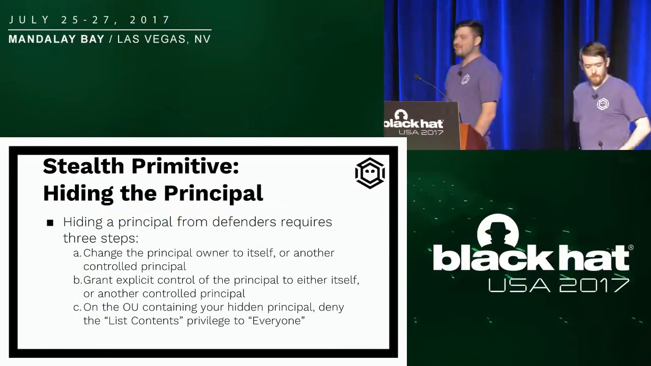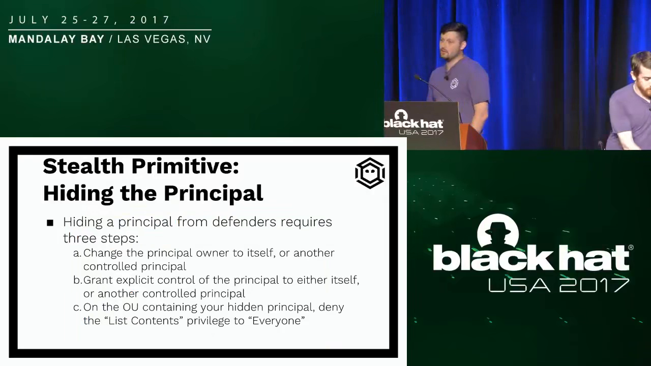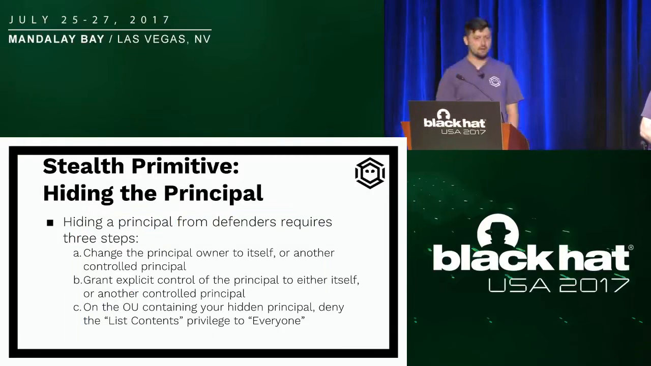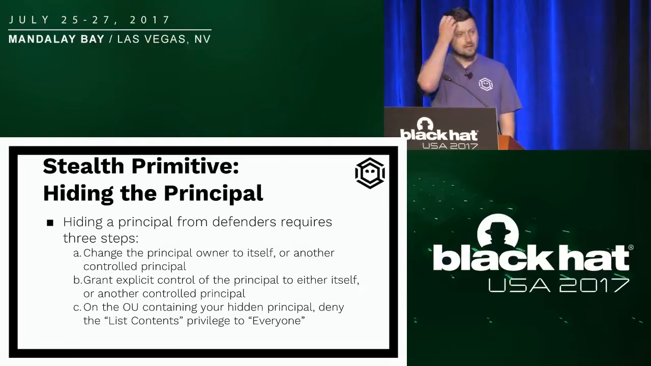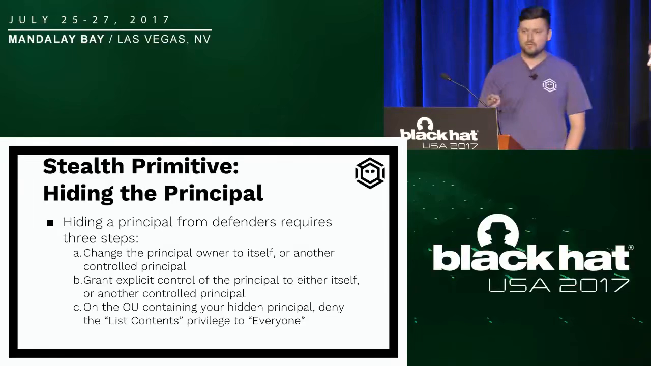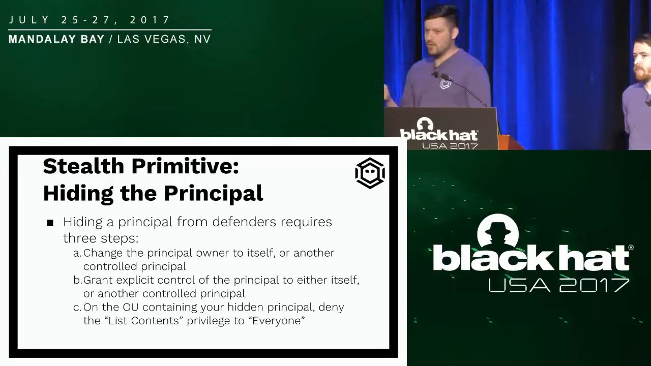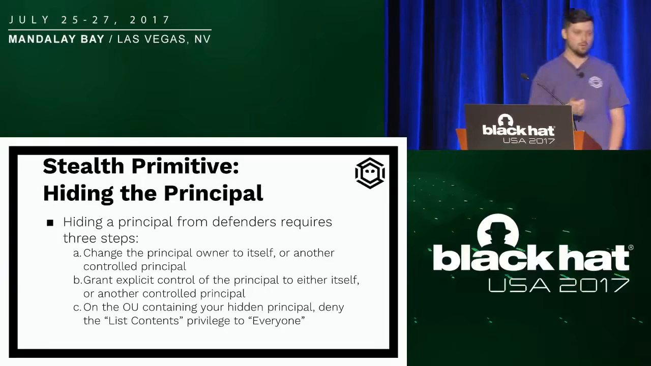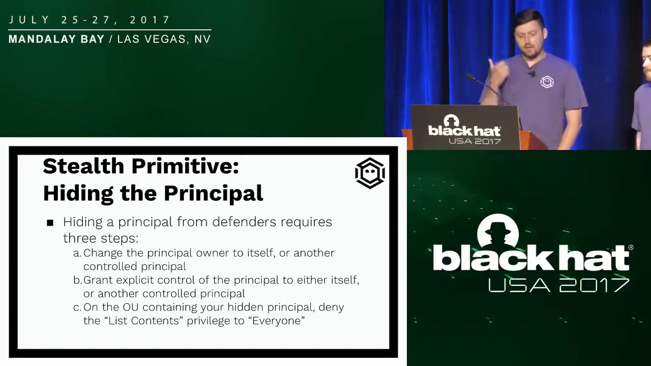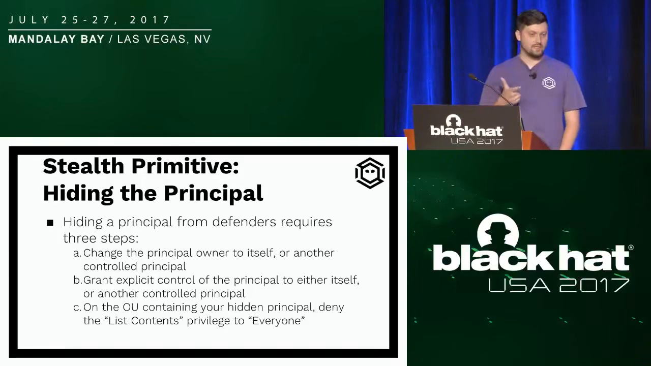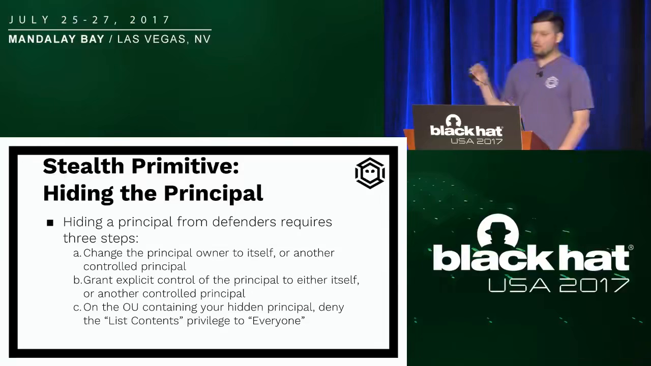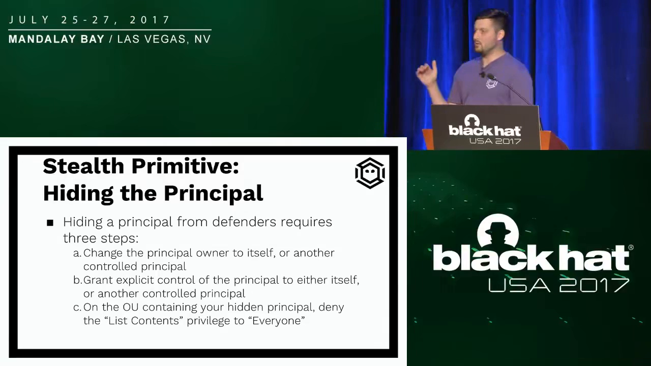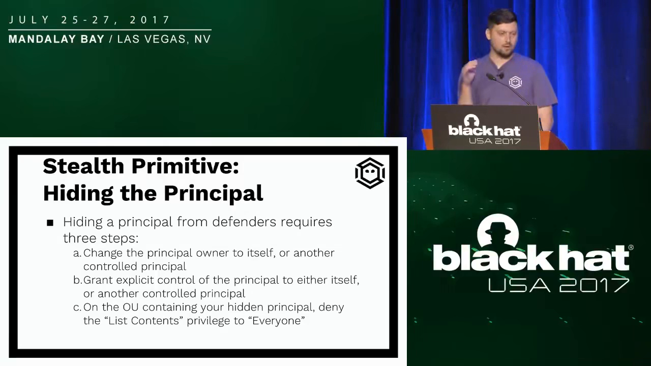What I can also do is hide the existence of a principal. This can be any principal, any object in Active Directory. I can hide the fact that it actually exists. This is a little more complicated, but it's basically 3 steps. The first is to change the object owner to some other principal, either itself or a principal that we have control of or that we can gain control of. Then grant explicit control of the principal to itself or some other control principal. Then on the OU that contains this principal, we're going to deny everyone the list contents privilege.